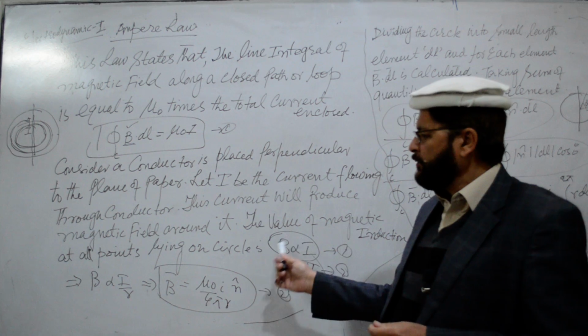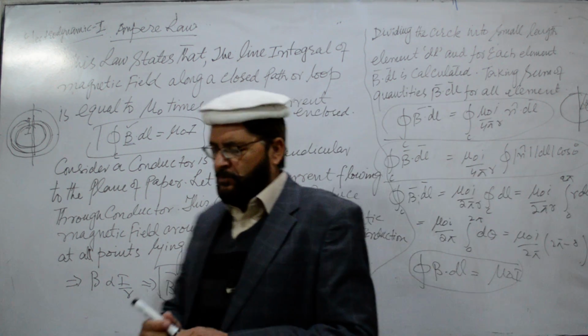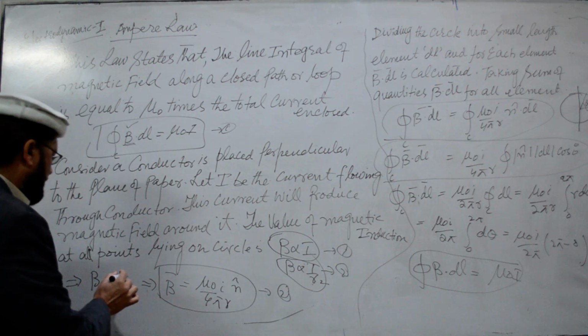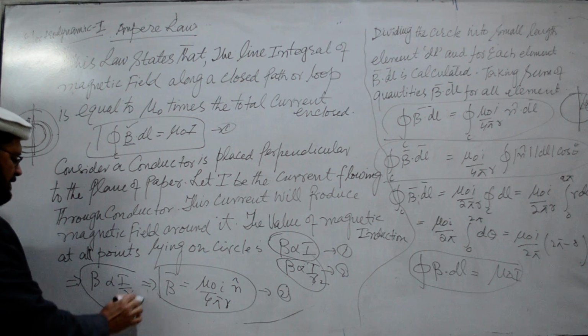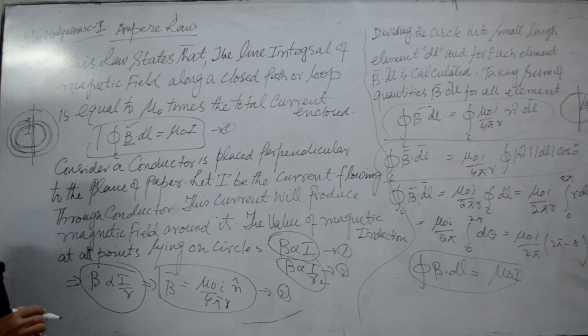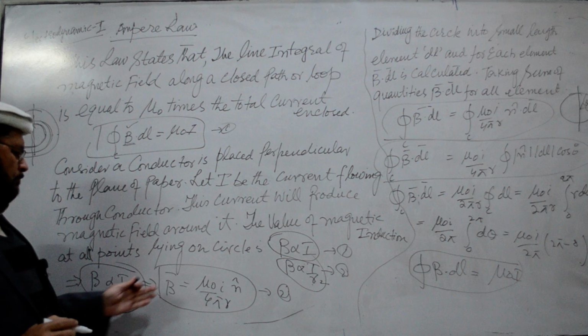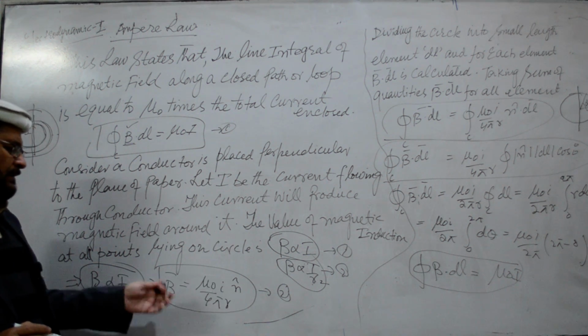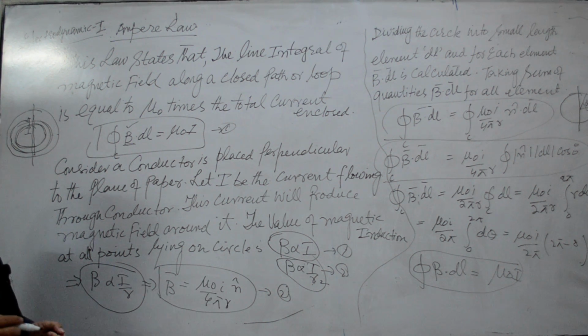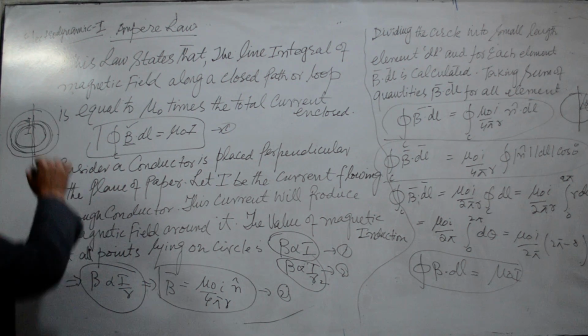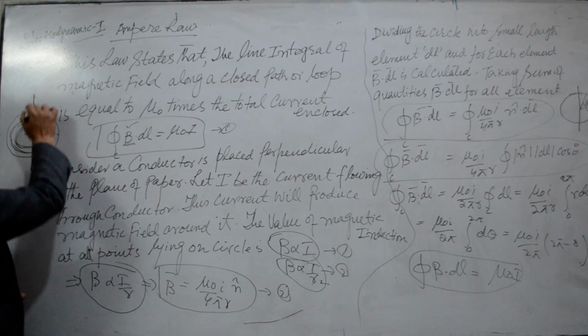Now combining both relations, we have B directly proportional to I over r, or B is equal to mu naught divided by 4 pi, times I divided by r, times n unit vector. This is the magnetic induction value produced by the wire carrying current.